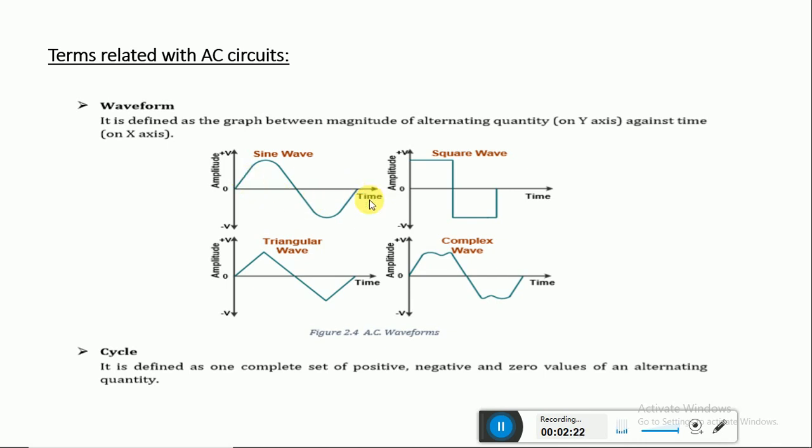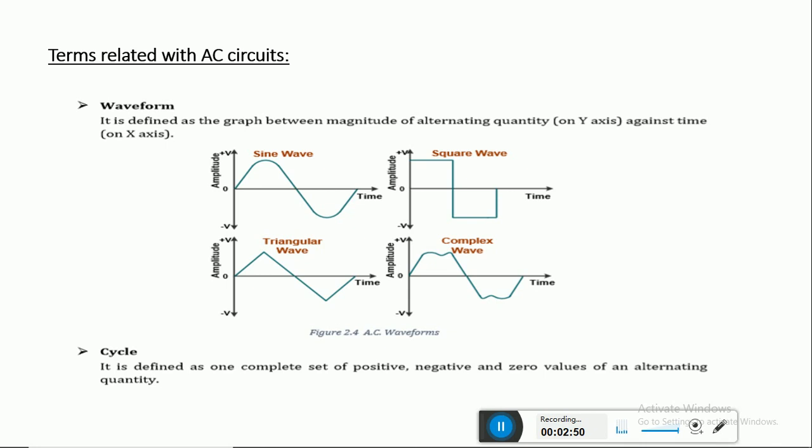Okay, now the second important term is cycle. A cycle is a set of the positive and negative shapes of the waveform. Whenever a signal completes one positive wave and one negative wave in a particular time, that one complete set of positive and negative is called the cycle.